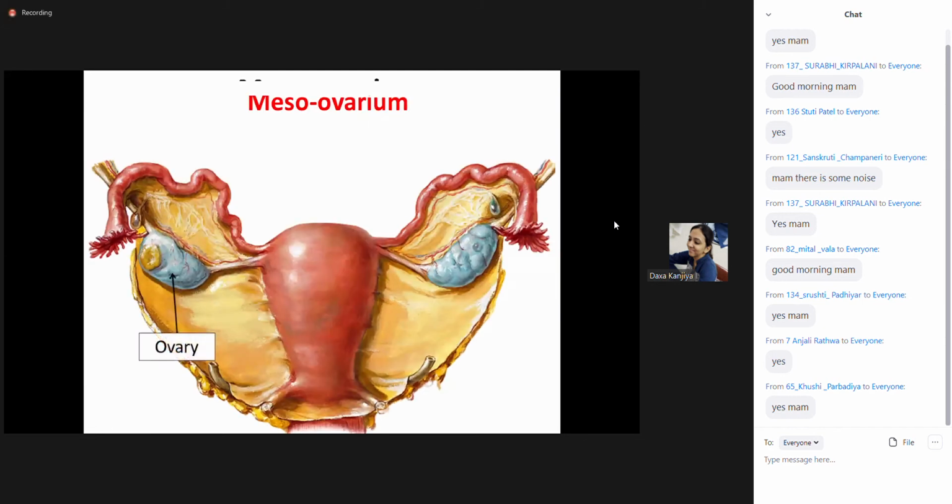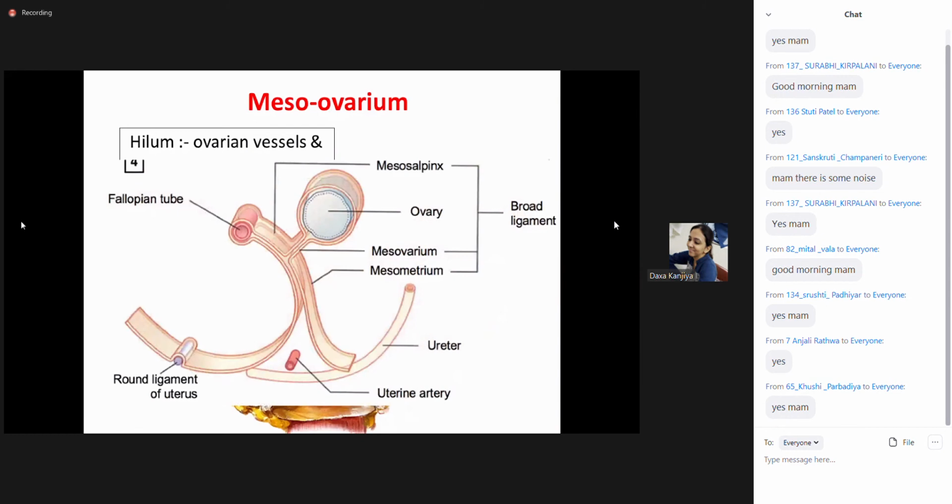Then mesoovarium. It is the double layered fold of the broad ligament which covers the ovary, and it acts as a hilum of the ovary, which gives the passage for the ovarian vessels and ovarian nerves. Again, here you can see the two layers of broad ligament. I will explain this figure last.